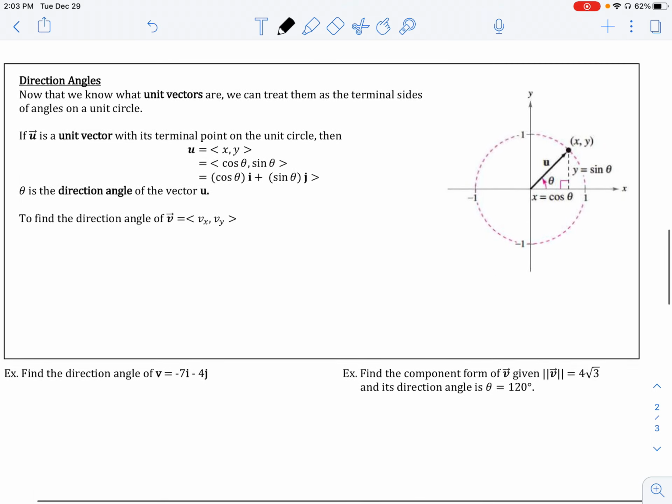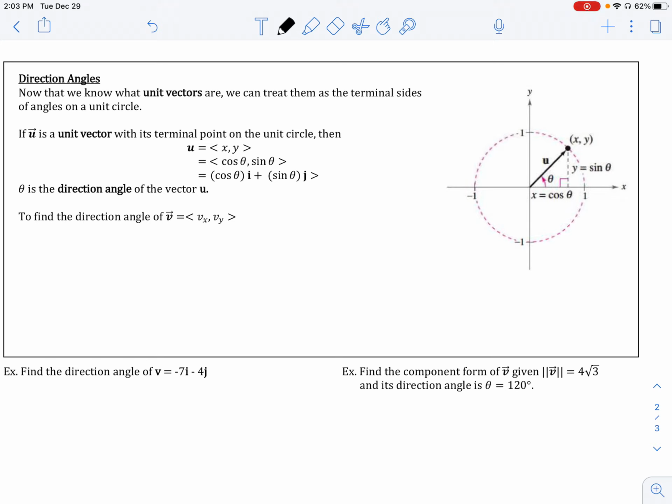Next, I want to discuss something called direction angles. So far with vectors, we've discussed how to find the magnitude of vectors, but the other part of vectors is knowing the vector's direction. We express the vector's direction by describing its direction angle, or the angle of the vector as it opens from the positive x-axis. We're accustomed to working with it because this is how we've discussed angles in trigonometry, starting with a positive x-axis. And now that we know what vectors are, we can treat them as terminal sides of angles on a unit circle.